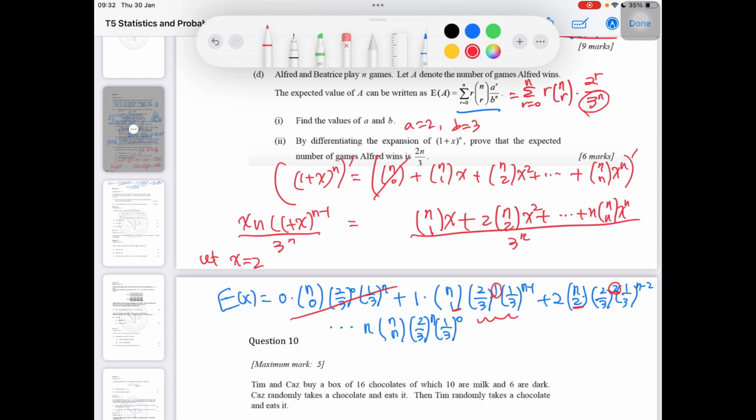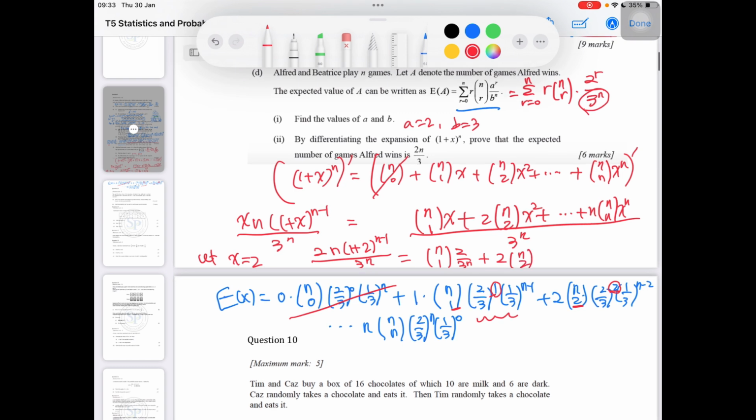Then 2 and 1 plus 2 and minus 1 over 3 to the power of n becomes 1 nC1 2 and 3 to the power of n, plus 2 nC2 x squared 2 squared, and 3 to the power of n, plus n nCn x 2 to the power of n, 3 to the power of n. So we made all the forms the same. So now this is the result.